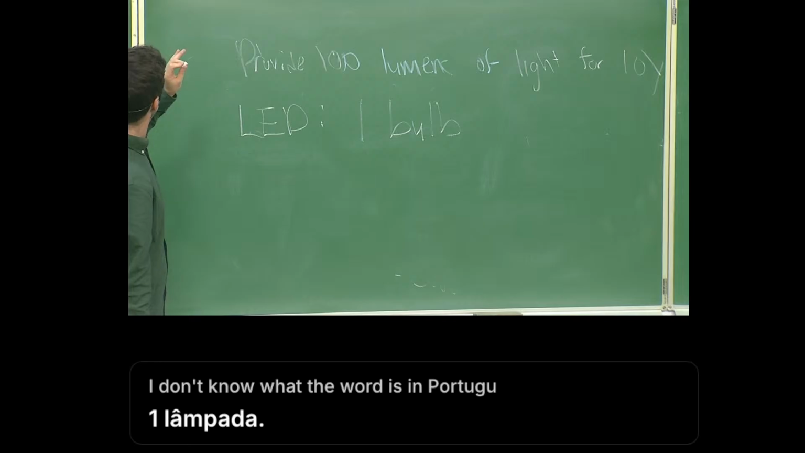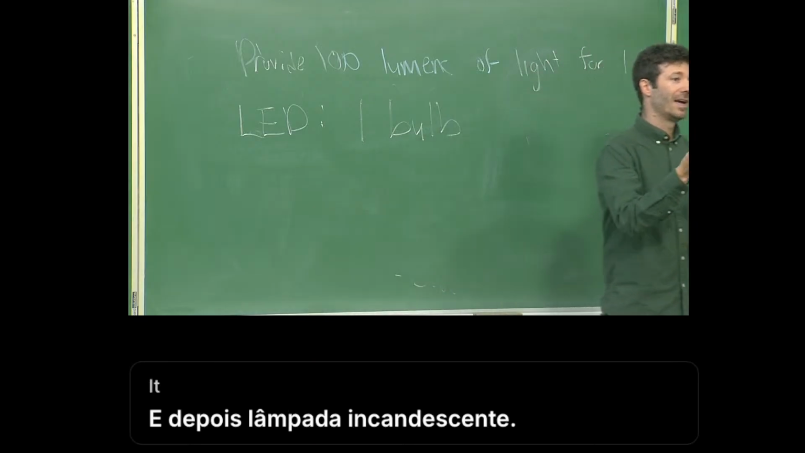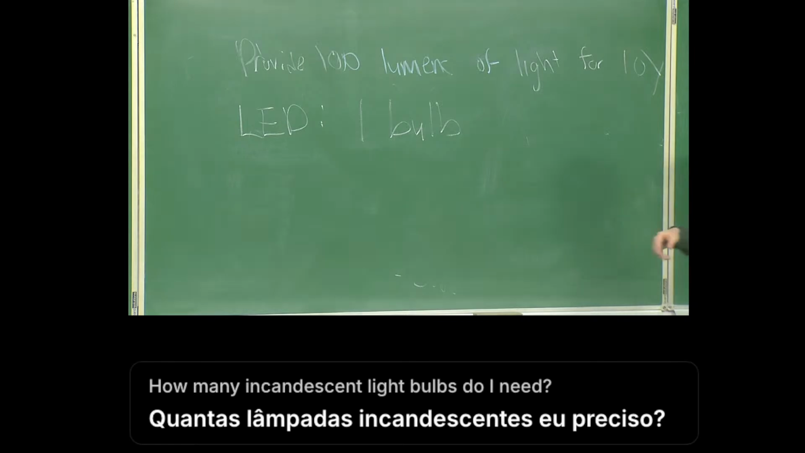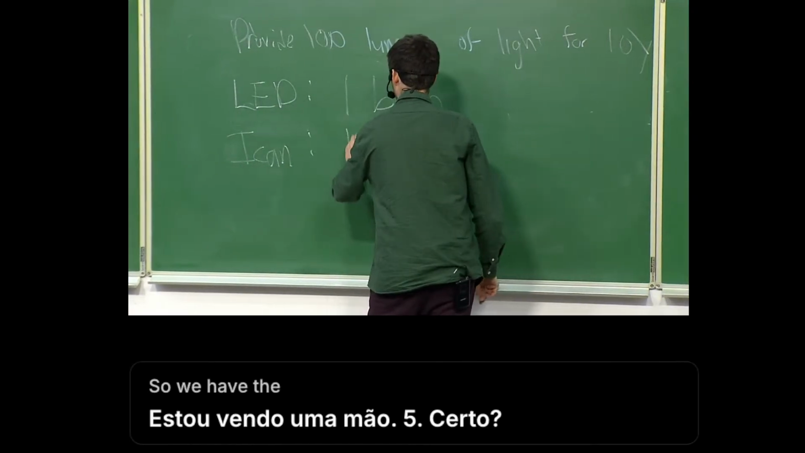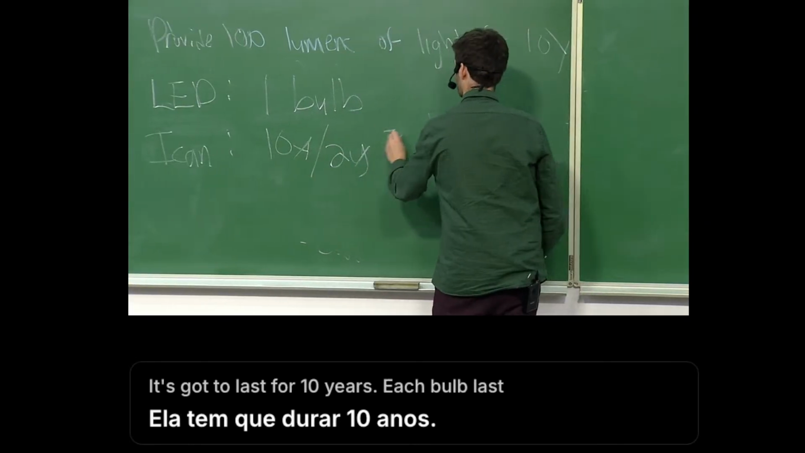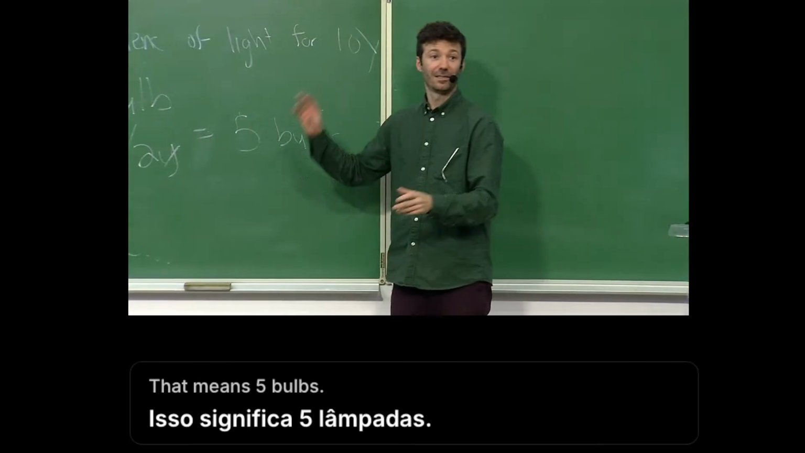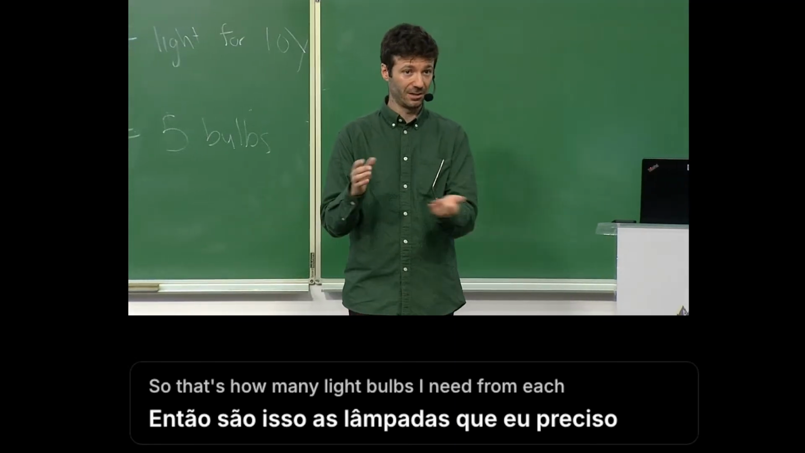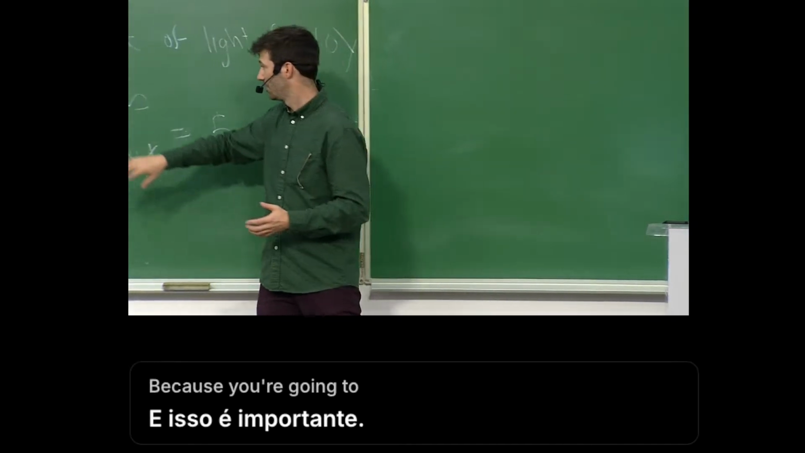And then incandescent light bulb. It burns out every 2 years. How many incandescent light bulbs do I need? I see a hand. 5, right? So we have the incandescent bulb. It's got to last for 10 years. Each bulb lasts for 2 years, right? That means 5 bulbs. So that's how many light bulbs I need from each system to provide the functional unit, right? And that's important because you're going to need a lot more energy to manufacture 5 light bulbs than 1 light bulb, right?